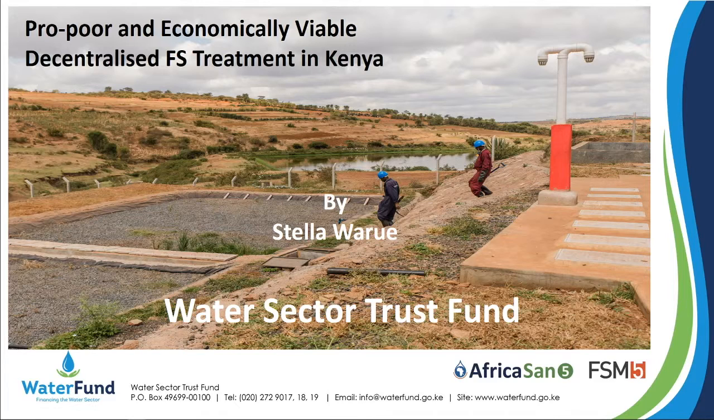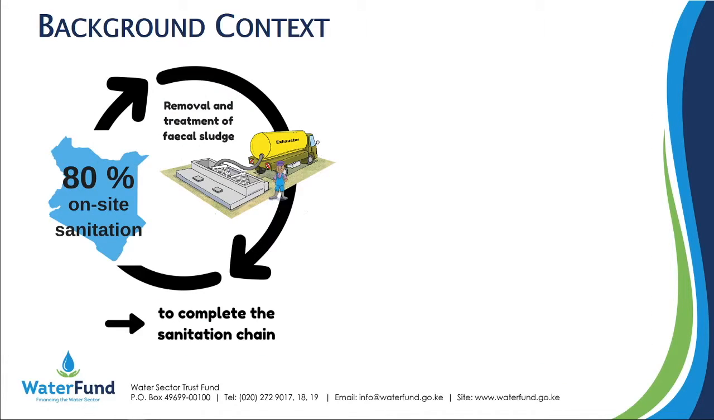So I'm going to proceed with the presentation. As you can see on the slide, the photo behind the letters shows one of the fecal sludge treatment plants that we have for the APSA program. Before I go into the decentralized treatment facility, I'm going to give you a brief background.